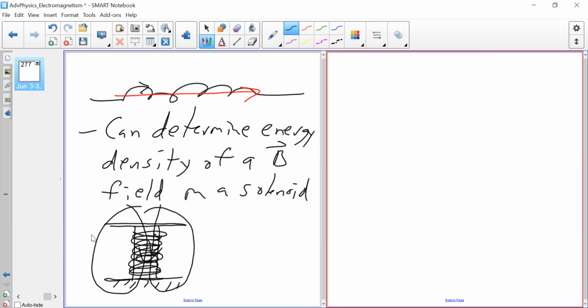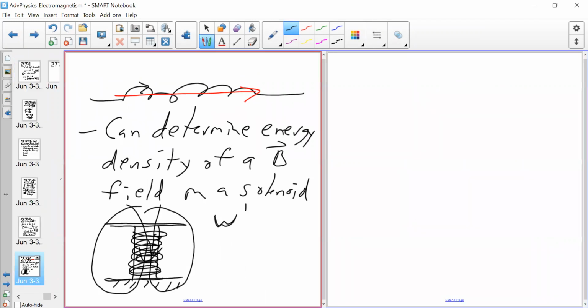So we determine this energy density of a magnetic field in a solenoid, whose inductance is L. This is a previous problem. I'm just going to give this to you. The inductance of this solenoid situation is mu naught n squared times V, or volume.